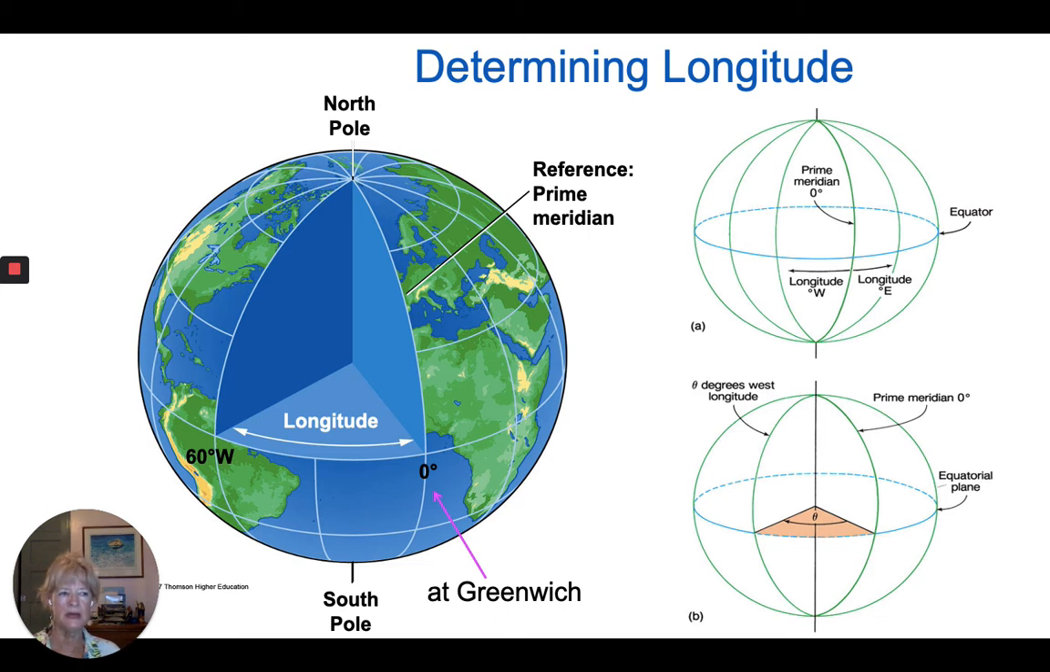Unlike the lines of latitude, these lines are not parallel to each other. They're also called great circles because all of them are the same size, unlike the lines of latitude, which get smaller closer to the poles.